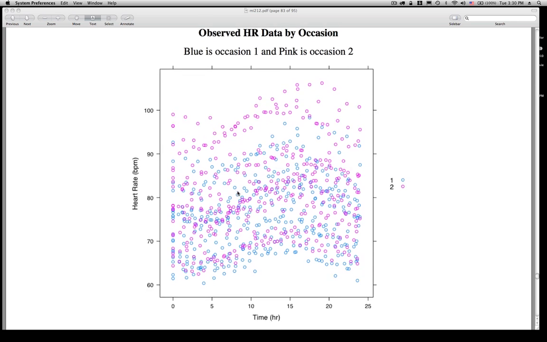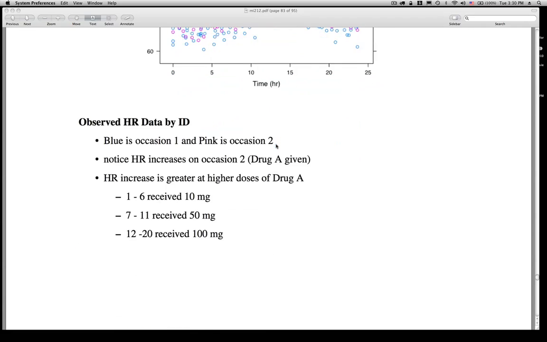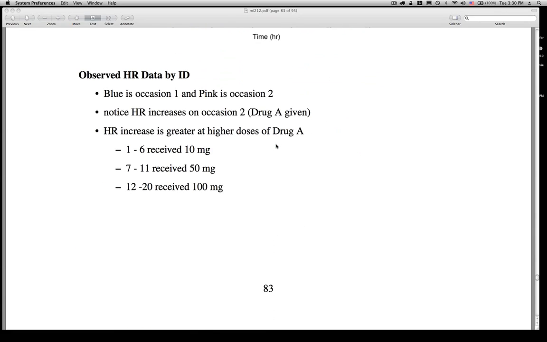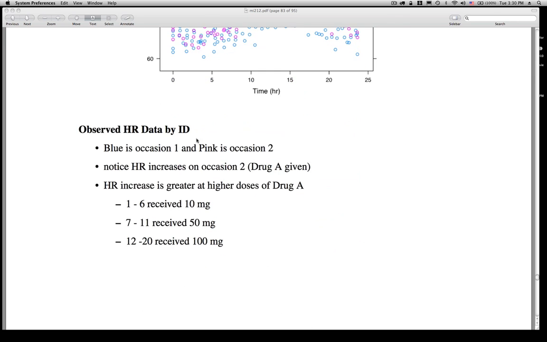When we look at those data by occasion, blue is occasion 1, pink is occasion 2. We can see there are some differences here between occasions across individuals. Quite a bit of variability. Occasion 2 just happens to be associated with the drug effect, and you see that the higher responses are apparent in the pink here. And there are also different doses with a dose-dependent increase in heart rate.